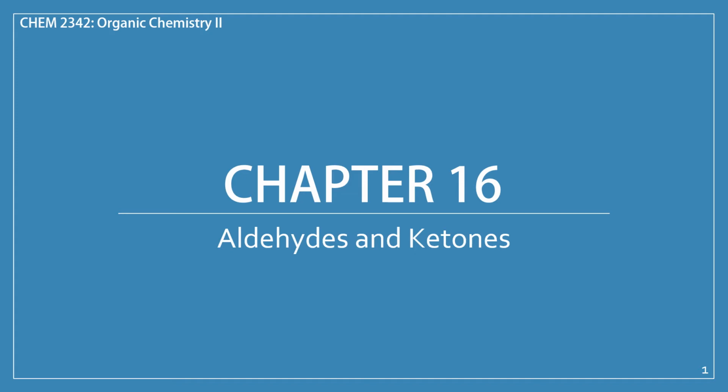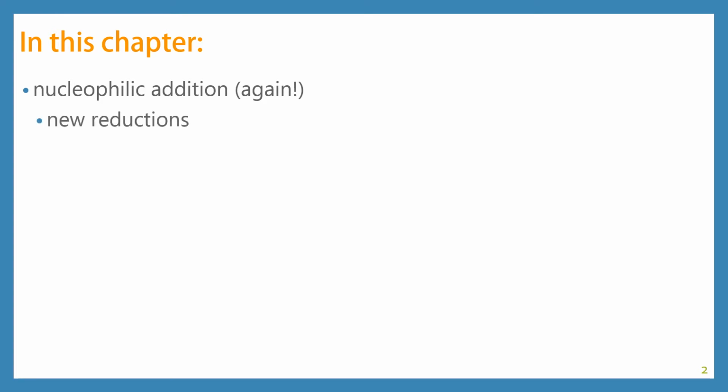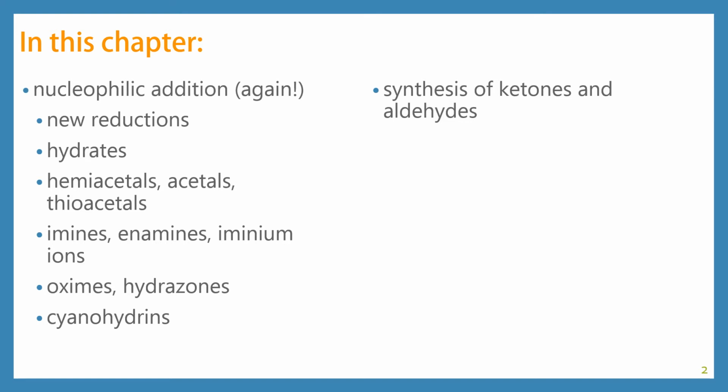This video is an introduction to Chapter 16, where we will begin discussing the chemistry of aldehydes and ketones. In this chapter, we're going to revisit nucleophilic addition to a carbonyl. We're going to learn some new reductions, learn about hydrates, hemiacetals, acetals, and thioacetals, the formation of imines, enamines, and iminium ions, oximes and hydrazones, cyanohydrins, and also revisit the synthesis of ketones and aldehydes.